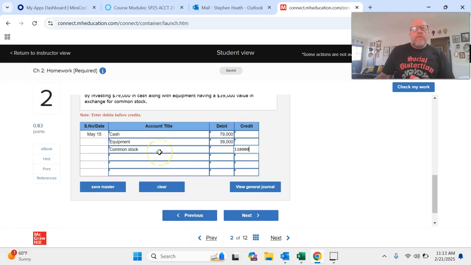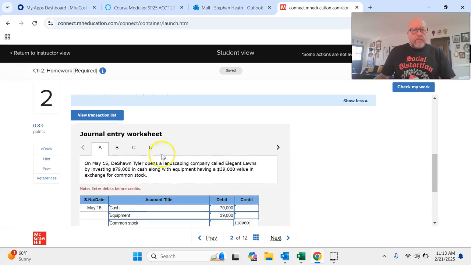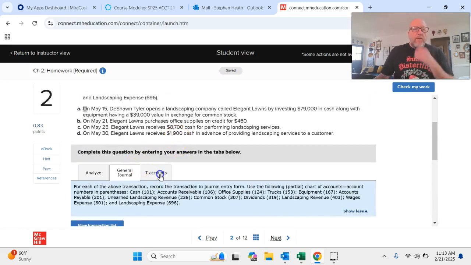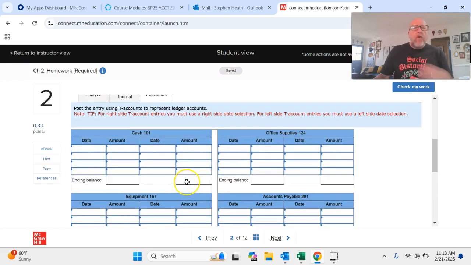All right. That's how we do journal entries. I covered that in the lectures. Then we would go to the T accounts, and I would take all of the information that I posted in the journal and move that into the T accounts. I'm not going to go through that. Hopefully, you have that on your own.